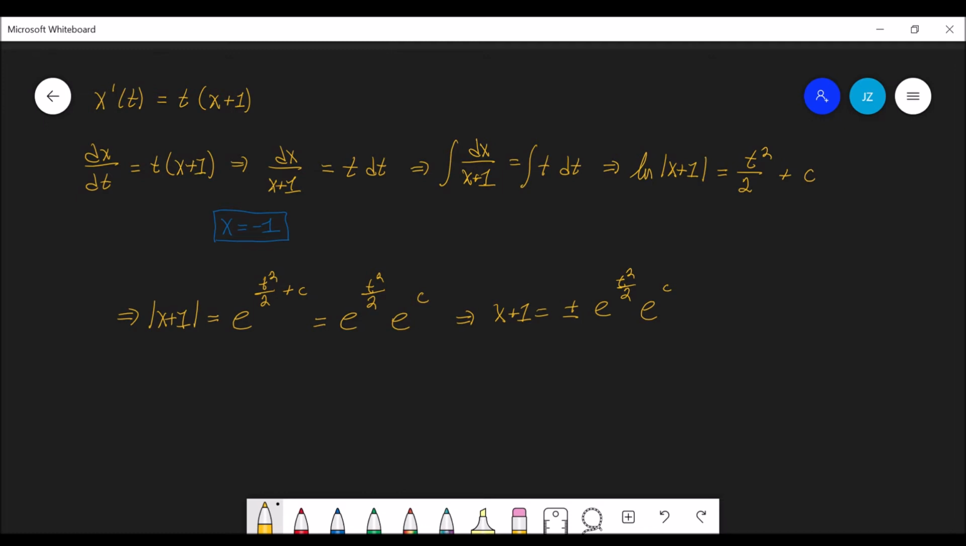But e to a constant, so this value right here, is still constant. So let's replace it with c1. And we can write plus or minus c1 times e to the t squared over 2. So we get as a solution x of t is equal to plus or minus c1 times e to the t squared over 2, minus 1.